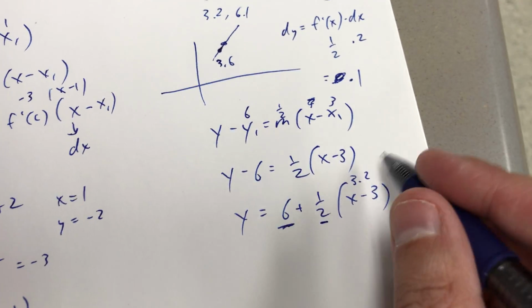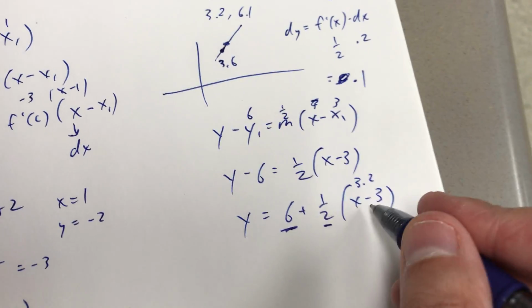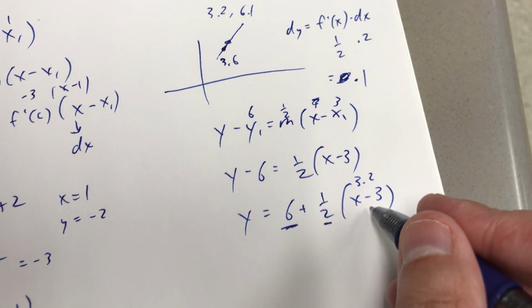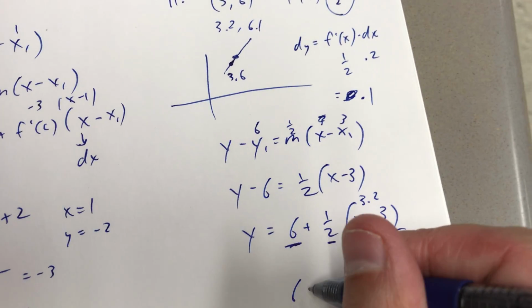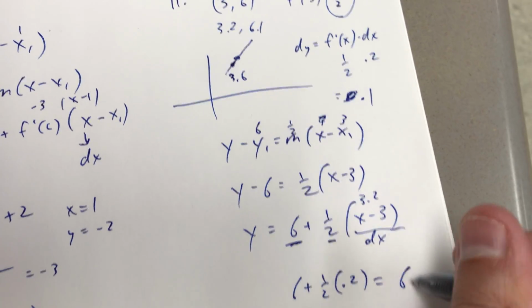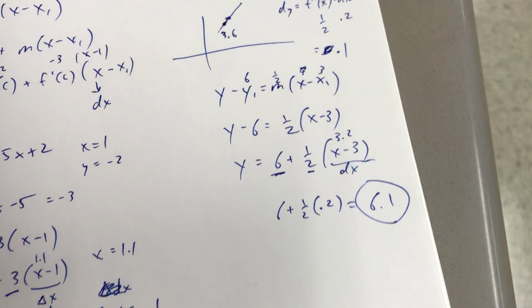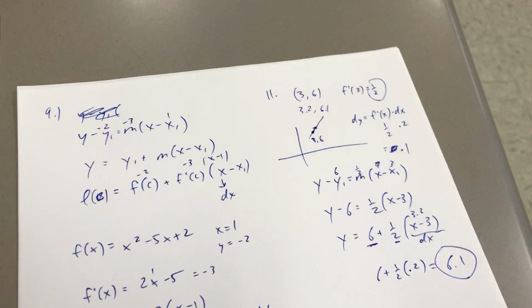You're taking the slope and multiplying it. 3.2 minus 3 is just 0.2. That's the slope times the change in x, which is what you get for this value right here. So 6 plus 1/2 times 0.2 is going to equal 6.1, and that's your estimated value. There are various ways of doing it, but that's one way of looking at it.